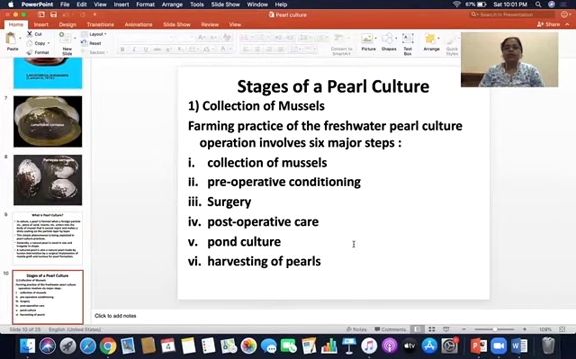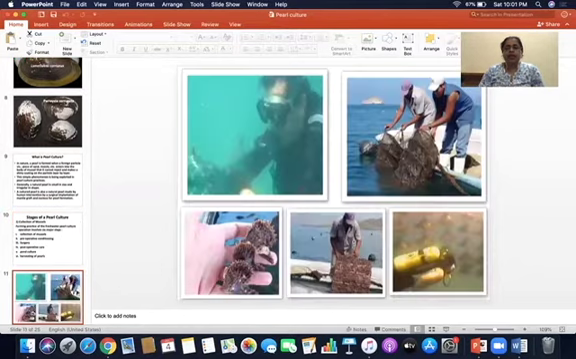Now, what are the stages in pearl culture? At first, the mussels are collected, and once they are collected, the pearl culture procedure falls into 6 different steps or stages. Number 1, collection of the mussels. Number 2, pre-operative conditioning. Number 3, surgery. Number 4, post-operative care. Number 5, pond culture. And number 6, harvesting of pearls. Now let us take up each of these stages one by one.